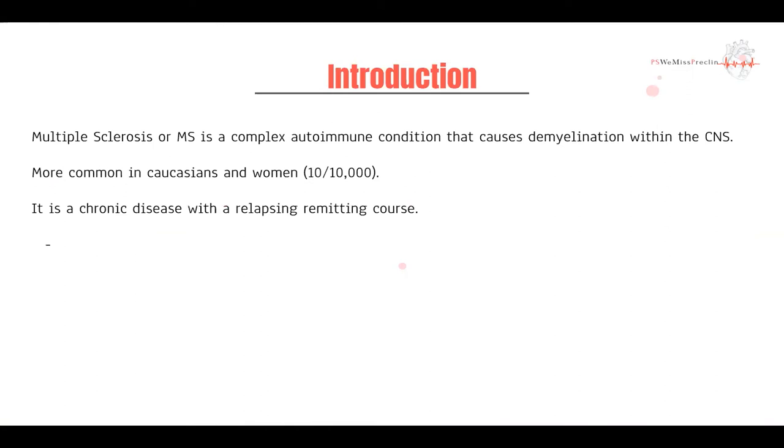But before that, I think it's important to know that it's more common in Caucasians and women. So the prevalence of MS in women is about 10 in 10,000, while that in males is about 2 in 10,000, a five times greater risk of having MS, you could say that. It's a chronic condition which most commonly follows a relapsing remitting course.